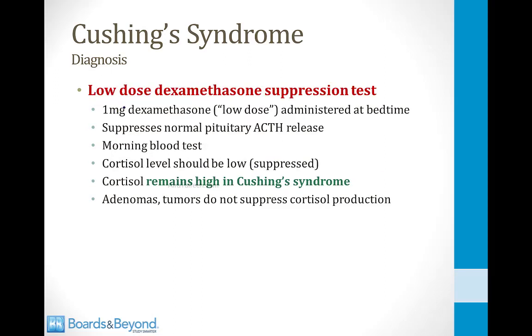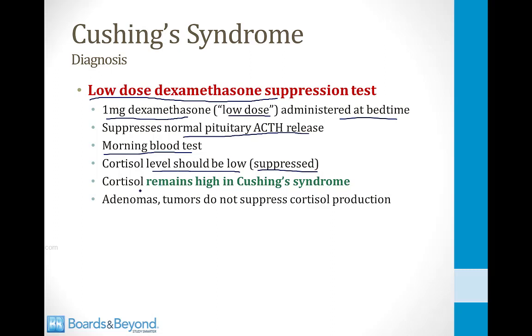Another way to make the diagnosis of Cushing syndrome is called the low-dose dexamethasone suppression test, and it's very high yield for you to understand how this test works for your board exams. Dexamethasone is a steroid. It has a similar structure to cortisol, and the patient takes an oral dose of 1 milligram of dexamethasone, that's a low dose, at bedtime. This will suppress the normal pituitary ACTH release because remember what I said, dexamethasone has a similar structure to cortisol, and it will block ACTH release just like cortisol, exerting negative feedback on the pituitary. The patient then goes to the lab in the morning and has a blood test, and the cortisol level should be very low because it was suppressed by the dexamethasone, which suppressed ACTH release.